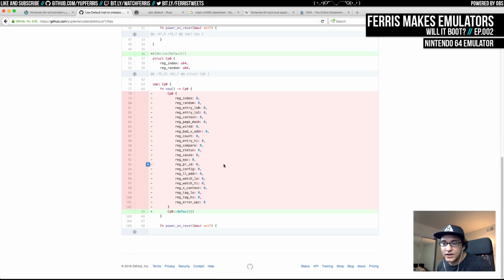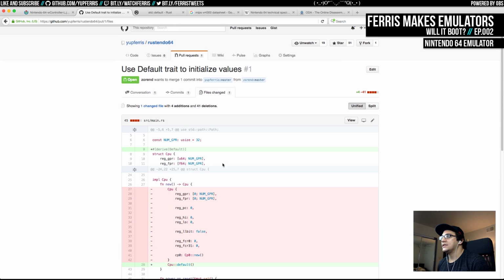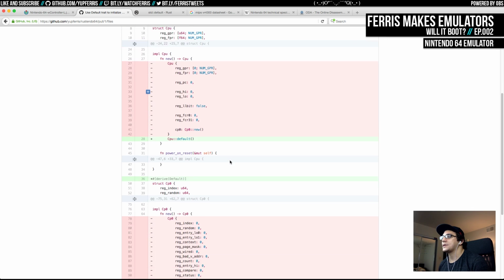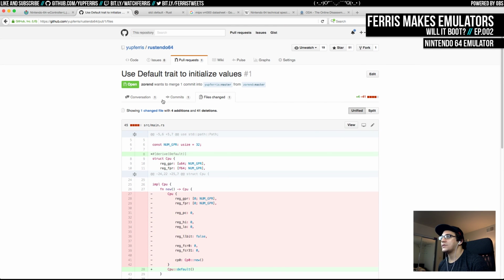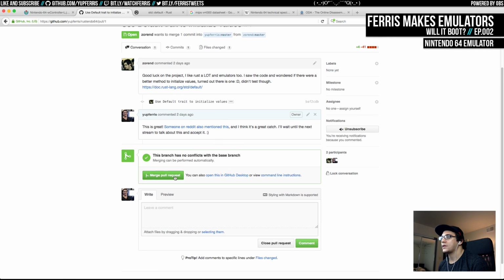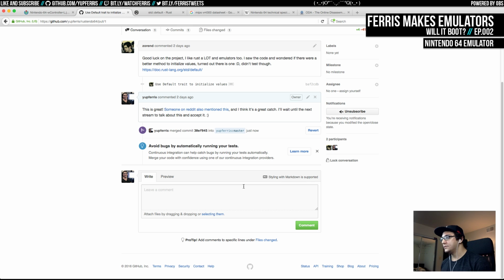MoveAway00 says you also could do StructName::default. Yes, you can, because the struct itself would have that method, or function, so you would be able to call it directly if you wanted to. It's up to personal preference. So what he did here is do this for us, and I'm totally going to accept this pull request. That was pretty cool that we got that, and I just thought it'd be cool to do that live on stream. So I'm going to go ahead and merge that.